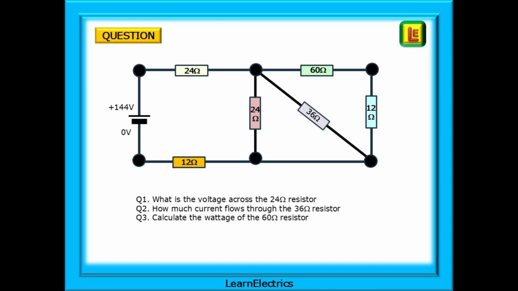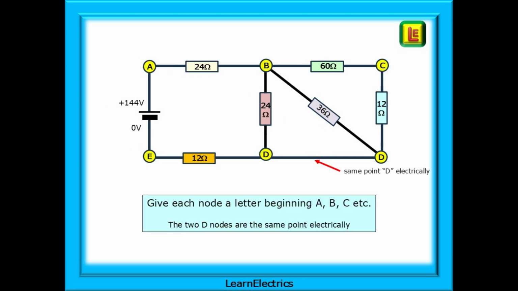Back to the question. I've coloured in the resistors on the drawing just to make it easier to follow, and this is not normally necessary. This is how I calculate networks. To start, label each node as shown using the letters A through to M, the first half of the alphabet. On this drawing, the 2 nodes marked D are the same point electrically and thus have the same letter D.